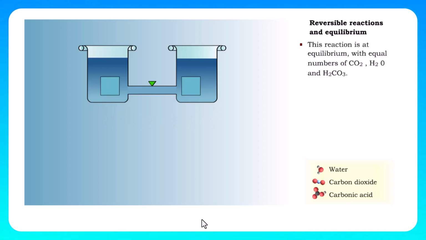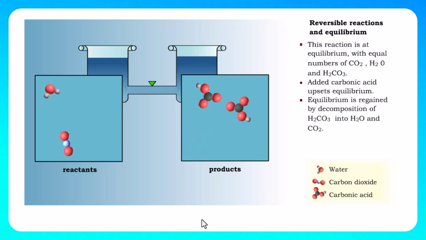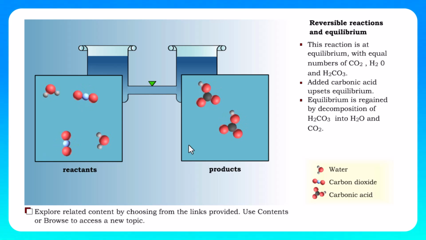In this example, carbon dioxide and carbonic acid are in equilibrium. Additional carbonic acid molecules will upset the equilibrium. Some of the carbonic acid breaks down into water and carbon dioxide. This restores the balance between reactants and products.